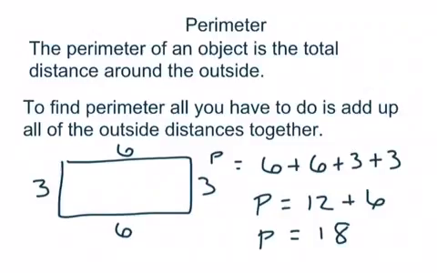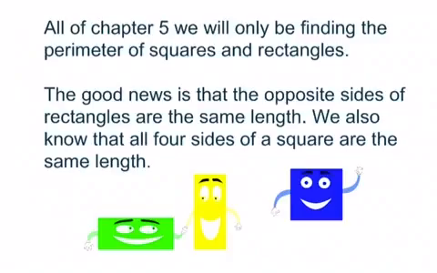So the perimeter of an object, of course, is the total distance around that object. I always think of perimeter like a backyard fence. It's going around the area of your yard. But to find the perimeter, all you really have to do is add up all of the outside distances together. So if I have a rectangle here with sides of 6, 3, 6, and 3, all I do is add up all 4 of those side lengths to get my perimeter. So 6 plus 6 is 12, 3 plus 3 is 6, and then 12 plus 6 is 18. So my perimeter for this rectangle is 18.